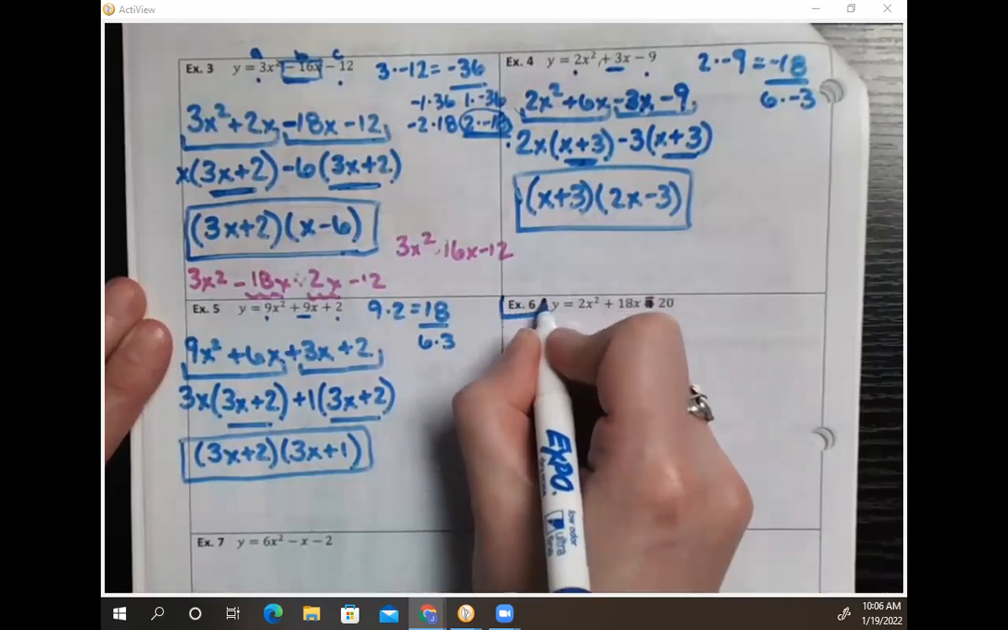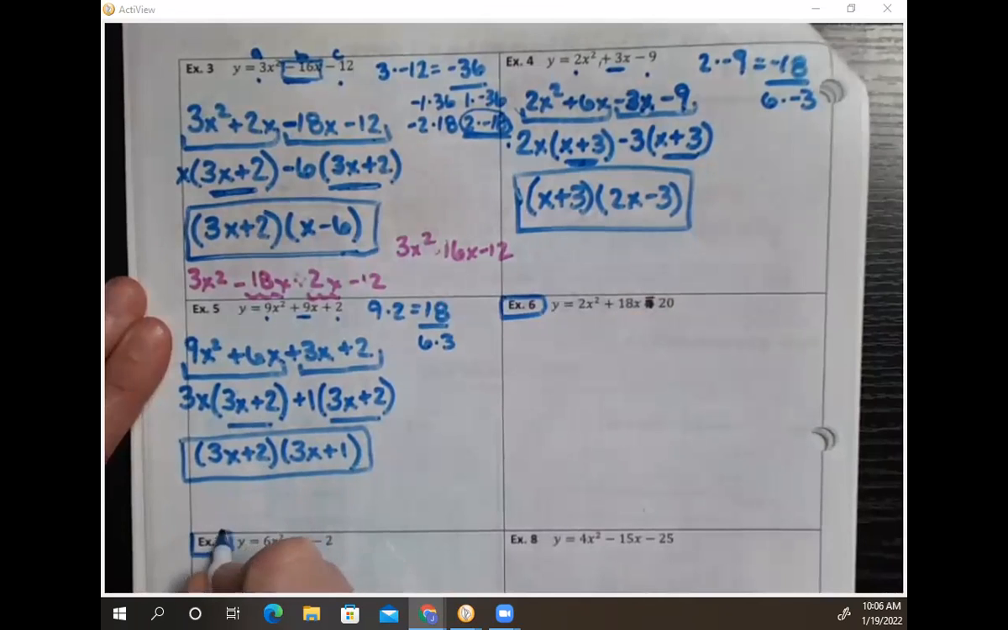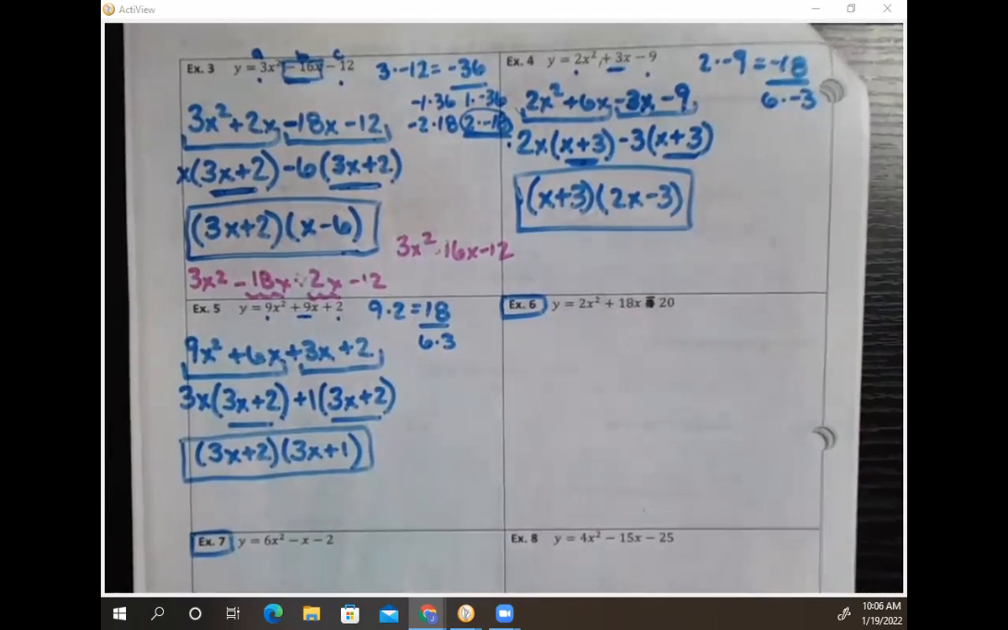I want you guys now to try example 6 and example 7.